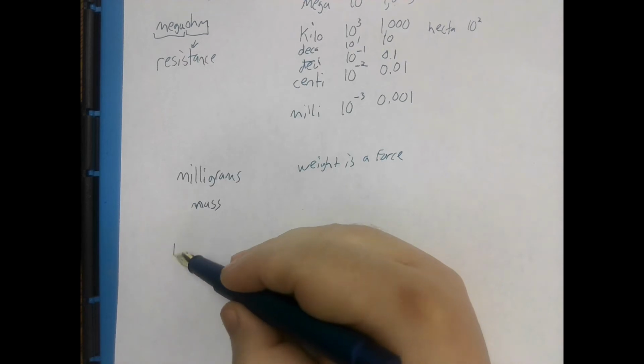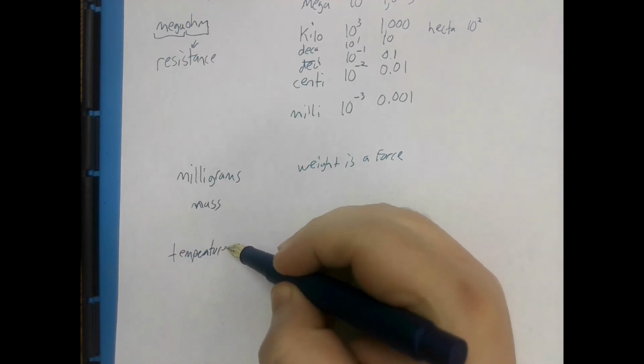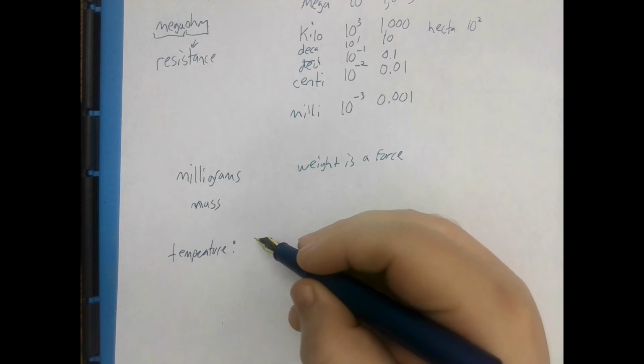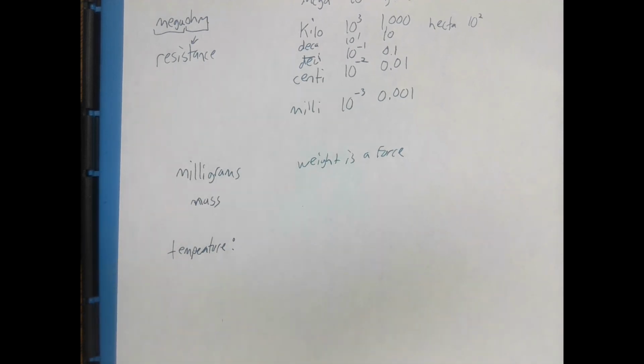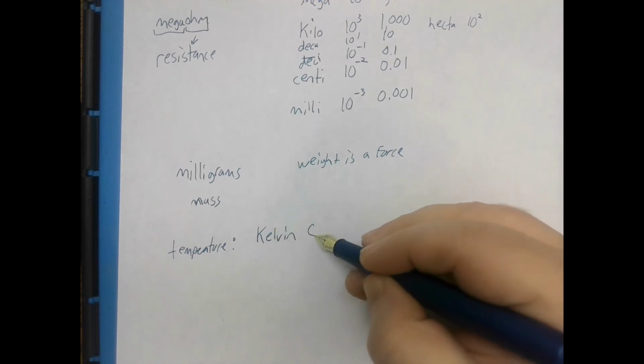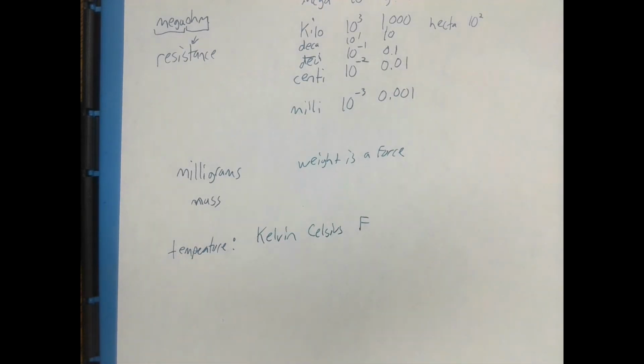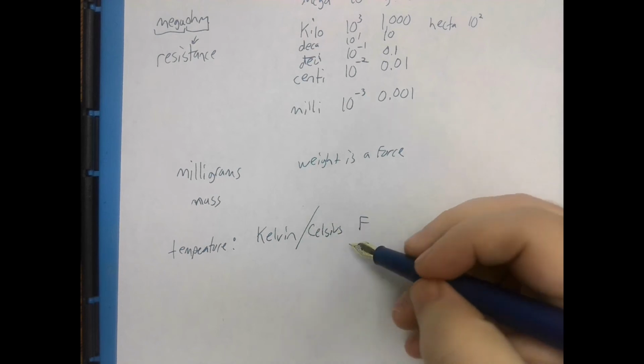So what are all the units of temperature? We have Fahrenheit, Celsius, and Kelvin. These are the three.